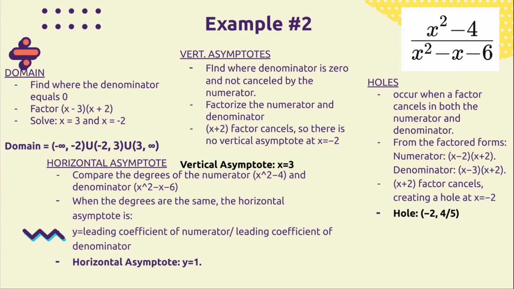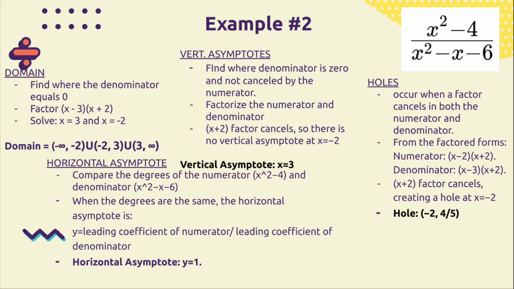Our second step is our vertical asymptotes. Our vertical asymptotes occur where the denominator is 0 and not canceled by the numerator. We're going to factor the numerator, and we see that the factor cancels, so there's no vertical asymptote at negative 2. The remaining denominator factor, x minus 3, creates a vertical asymptote at x equals 3. So this means our vertical asymptote is x equals 3.